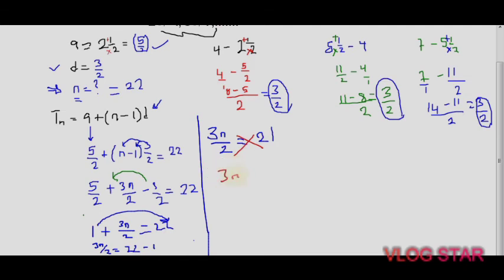Now what do we have here? 3n is equal to 21 times 2, which gives us 42. To make n the subject of the formula, we say 42 divided by 3. If 42 is divided by 3, what are we going to have?